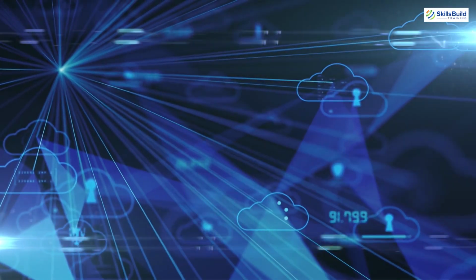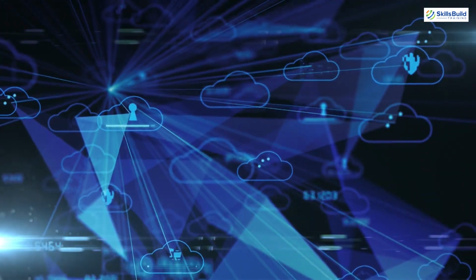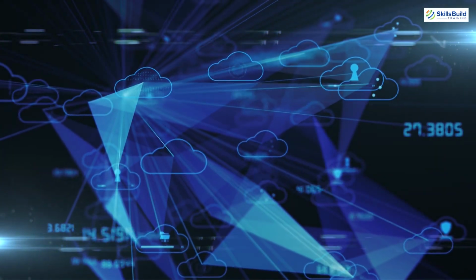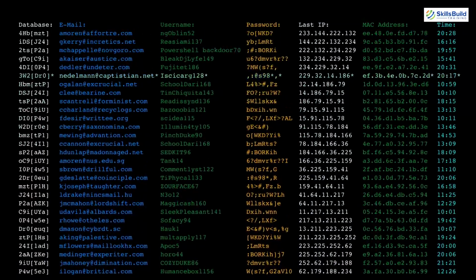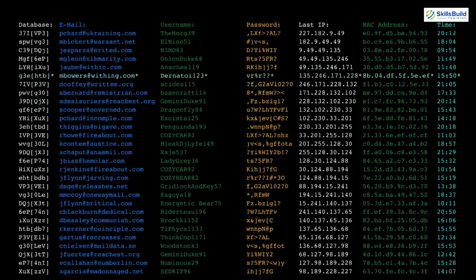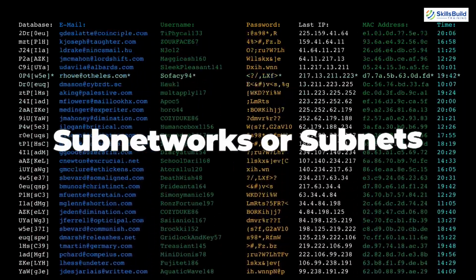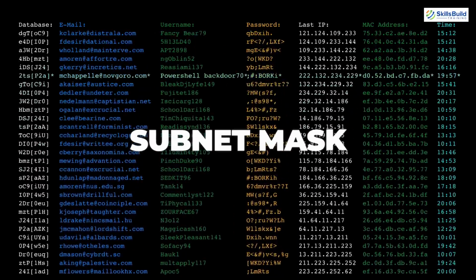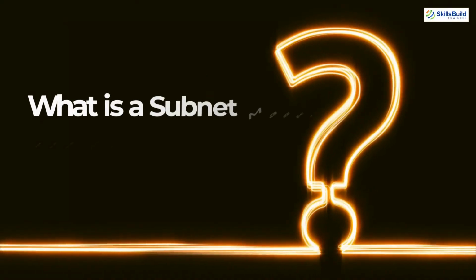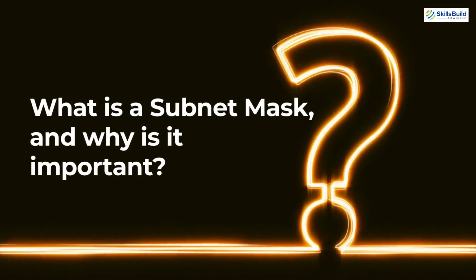As we have discussed, IP addresses help us identify the connected hardware devices and are part of the network. To find a particular device, we need to organize the IP addresses to make subnetworks, or subnets, in our network. To make it work, we need a subnet mask. So let's understand what a subnet mask is and why it is one of the essential parts of subnetting.